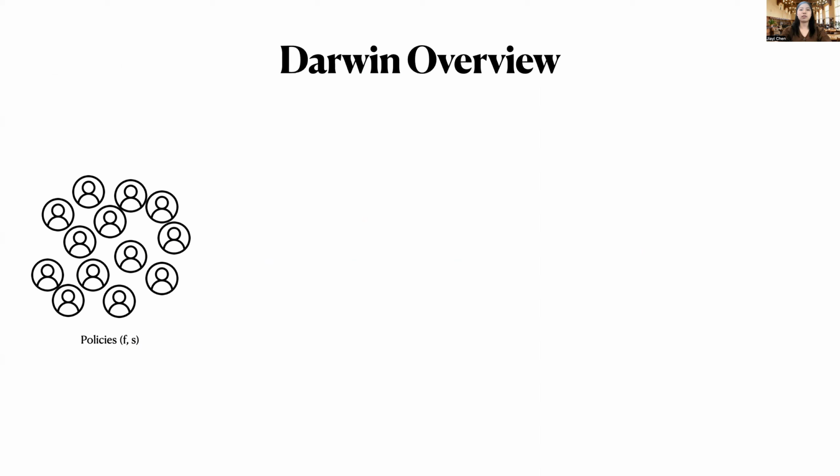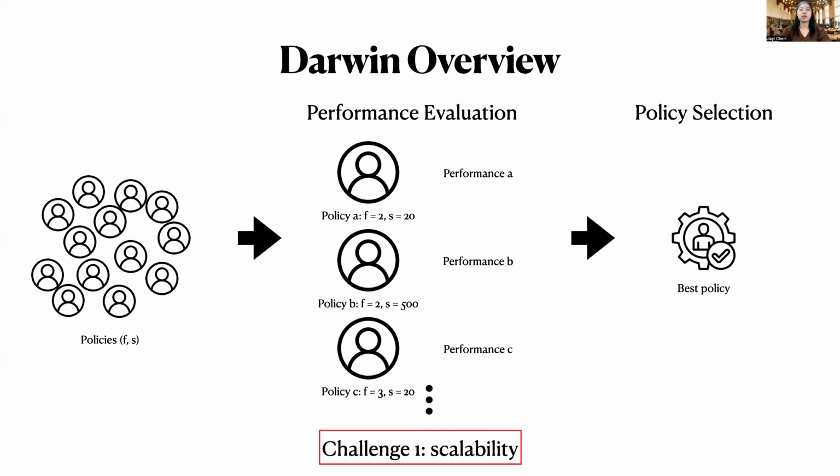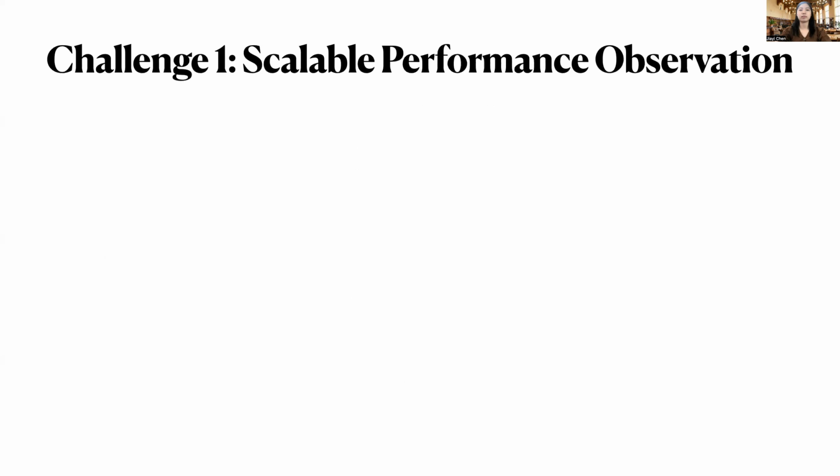Darwin operates on the frequency and size-based HOC admission policies. It evaluates the performance of various policies empirically and selects the best one for deployment until traffic patterns shift. This process presents two challenges: scalable performance observation and efficient policy selection.